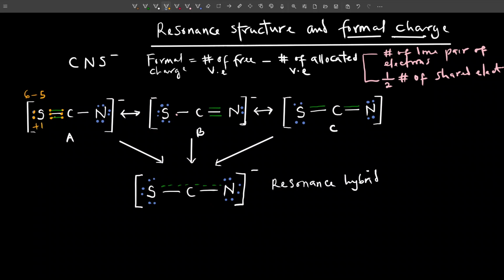For carbon, the formula says the number of free valence electrons. In carbon, there are 4 valence electrons, minus the number of allocated. Allocated is lone pairs plus half the number of shared electrons.